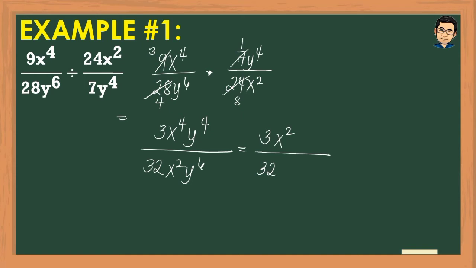Now, y to the 4th power all over y to the 6th power. So, 4 minus 6, that is negative 2. Since yung exponent natin is negative 2, yung y raised to negative 2, kailangan natin i-move sa denominator para maging positive, maging y squared. So, our final answer will be 3x squared all over 32y squared.